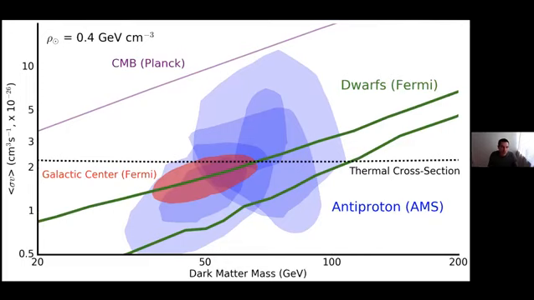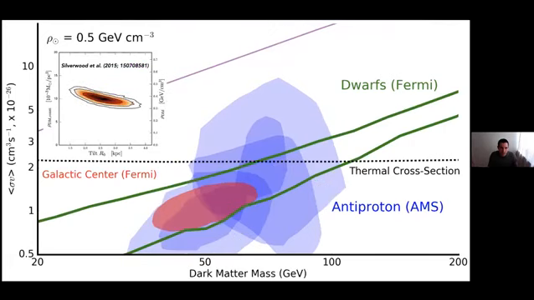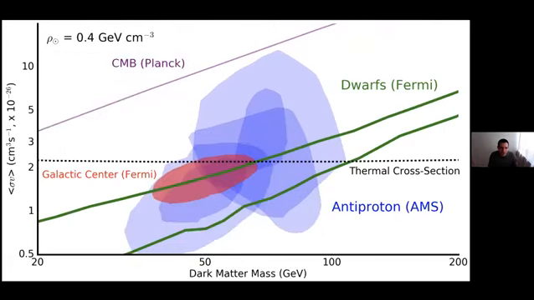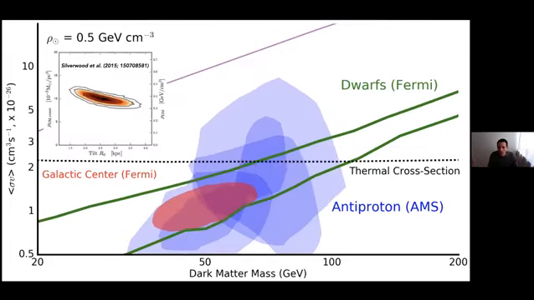So if you shift this to 0.5 GeV per cubic centimeter, you get something that shifts like this. And this is entirely consistent with current dark matter structure formation models. And it makes these excesses only inconsistent at the less than 1 sigma level.